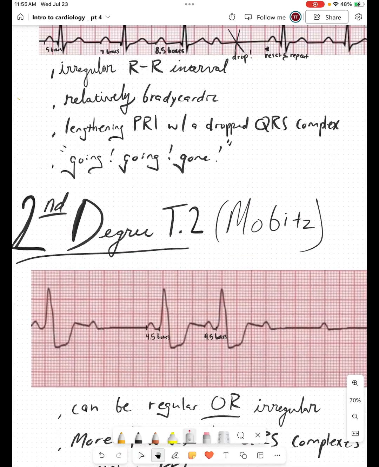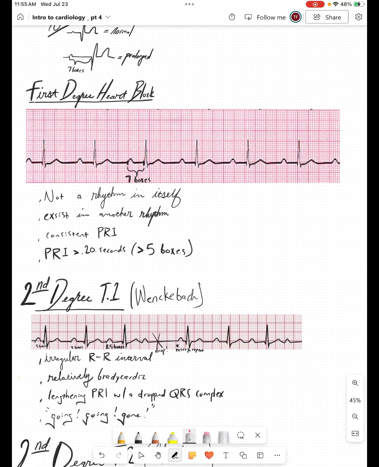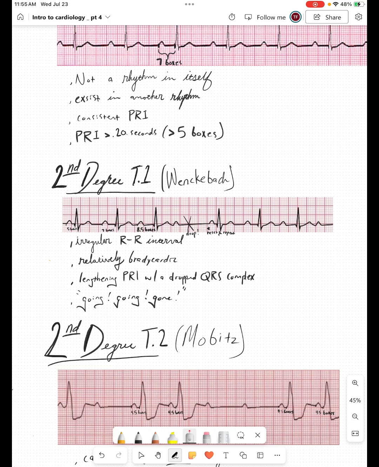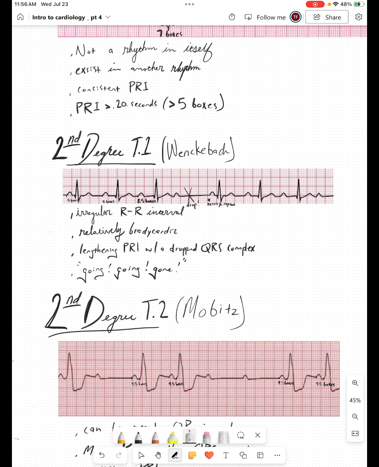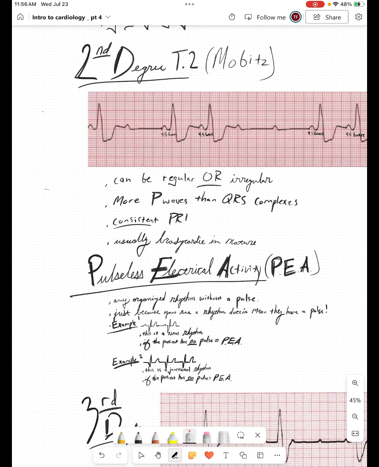Moving on down the line. So far we got first degree heart block, which is going to be a rhythm that has a long PRI, meaning greater than 5 boxes or 0.2 seconds. We have the second degree type 1, going, going, gone. We have the second degree type 2, which is going to be a consistent PRI, but I'm going to have more P waves than I have QRS complexes, and an irregular rhythm.